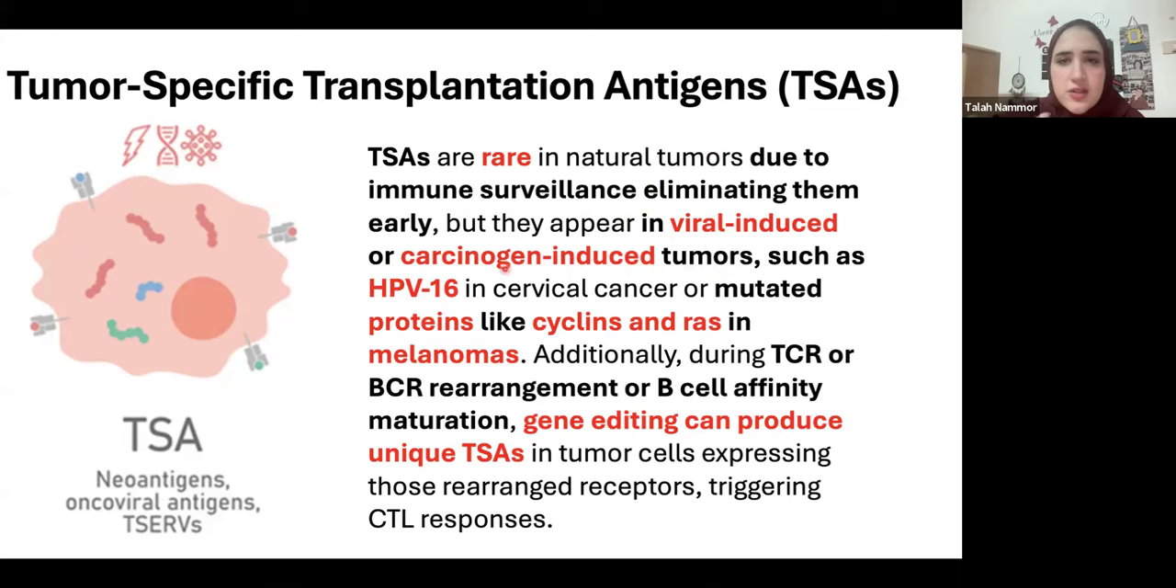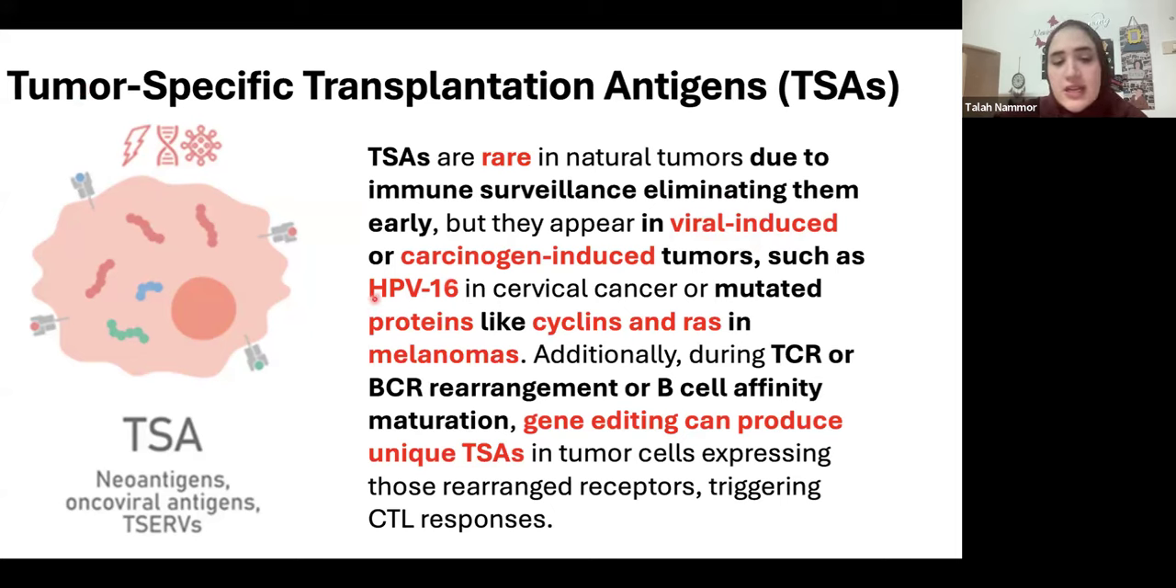For example, smoking: the tobacco particles in smoke are carcinogenic. Carcinogenic is anything that can cause cancer. So viral induced, okay, so sometimes viruses, as we said, EBV, HPV, they can cause cancer, or carcinogen induced. So when you see these two, think of tumor specific antigens.